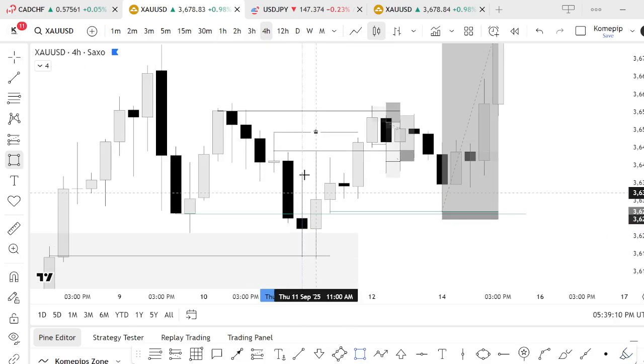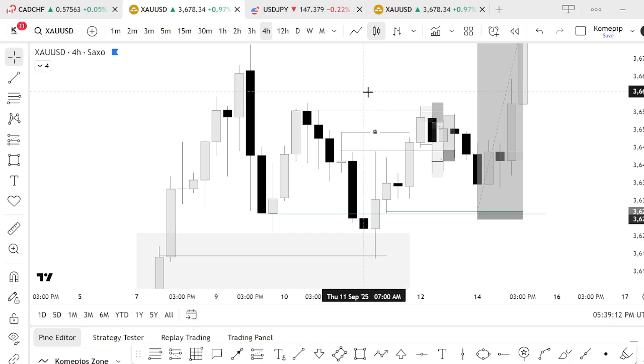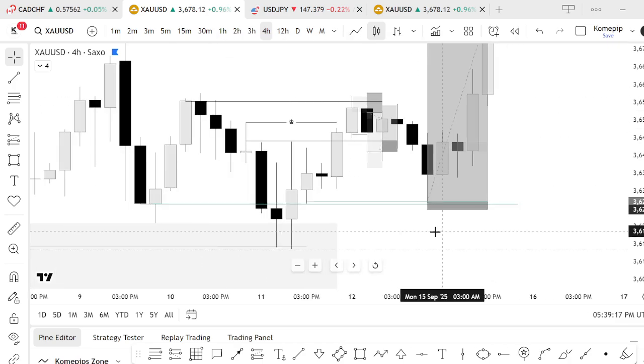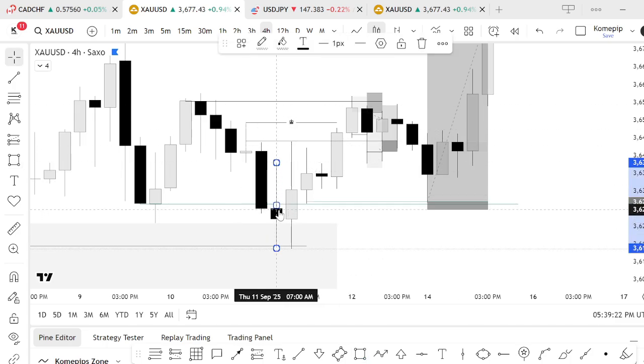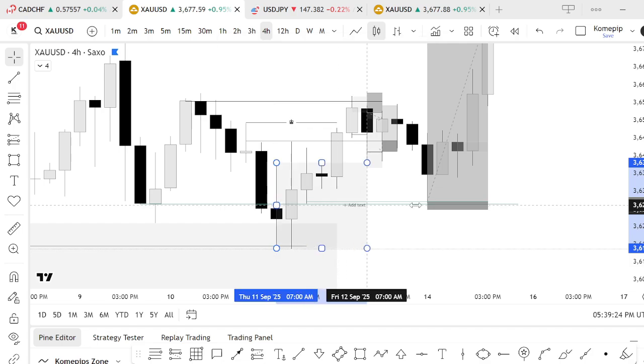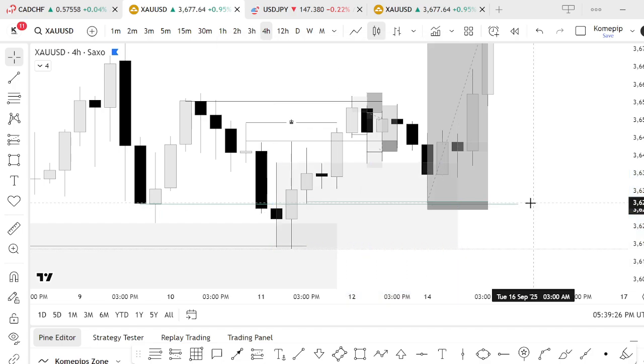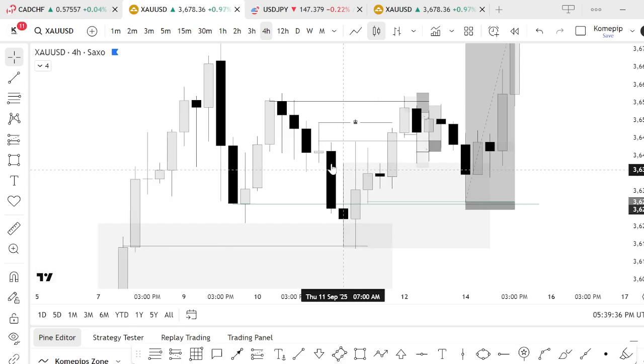Now let me remove this so that we can clean our chart a little. All right, so we have our order block. What is an order block? The last bearish candle before the push up of price. So this whole zone is actually an order block, but because it's an order block, does it mean we're just going to take the whole zone? No, not at all.